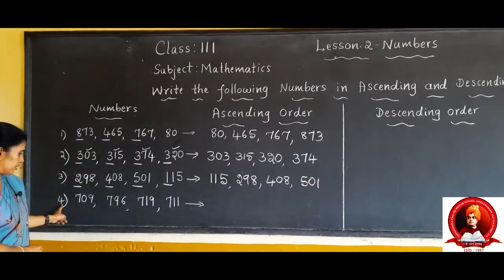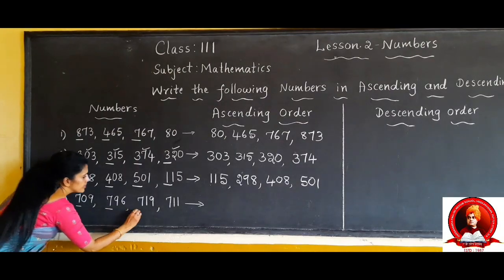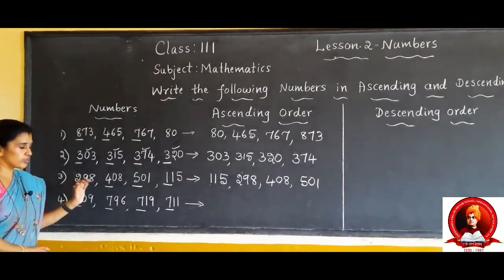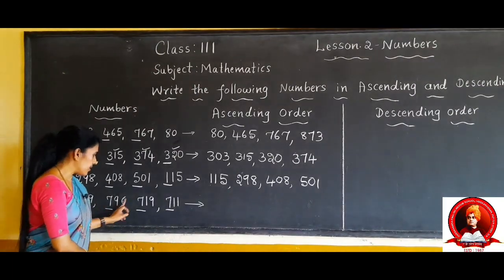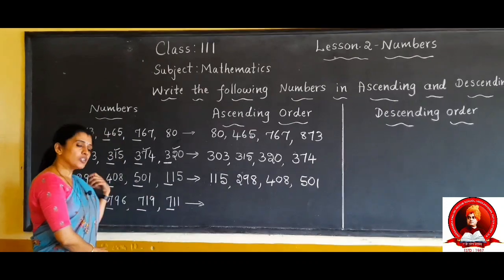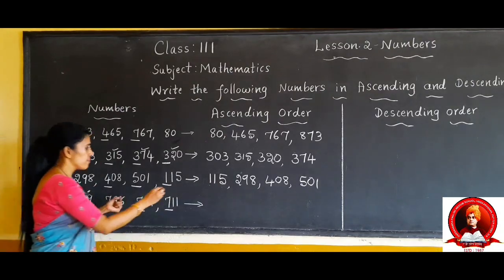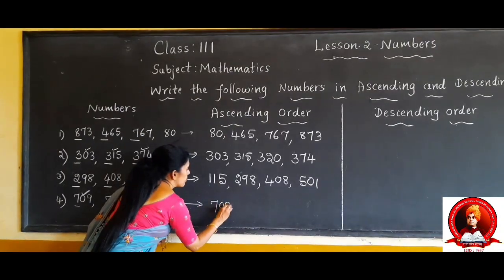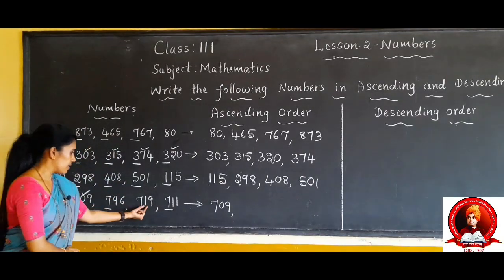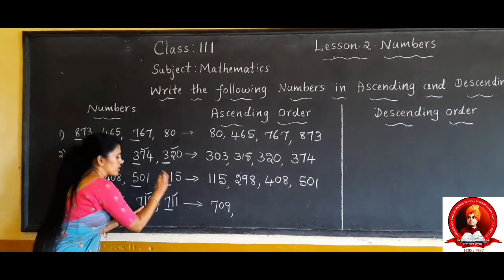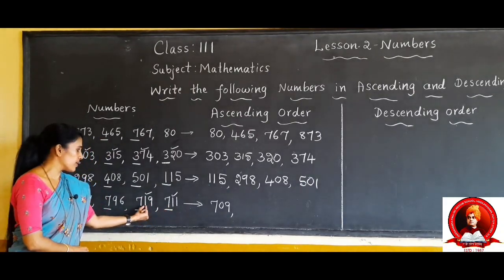Okay. Now, the last one. Here let us check, children. In hundreds place we can see 7. In such cases what we have to do? We should move to the tens place. Here you can see 0, here 9, here 1, here 1. So, what we have to do, children? 0, you know that this is the smallest one. So, let us write it first, 709. Next, after 0 the greater number is here 1. But here also, see children, in these two numbers in tens place 1 is repeated.